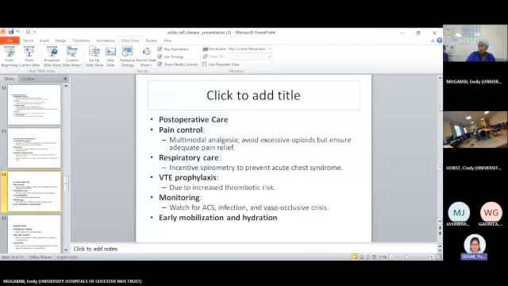Post-op care: the usual pain control is very, very important. Ensure that the pain is well controlled, manage nausea and vomiting, ensure the patient is warm, and give adequate painkillers. As we said, if the patient does not have adequate painkillers, there's a risk of things like atelectasis and then acute chest syndrome. Give them incentive spirometry. They're at increased risk of thrombosis, so they need VTE prophylaxis. Then watch for all the acute complications like acute chest syndrome, infection, and vaso-occlusive crisis.